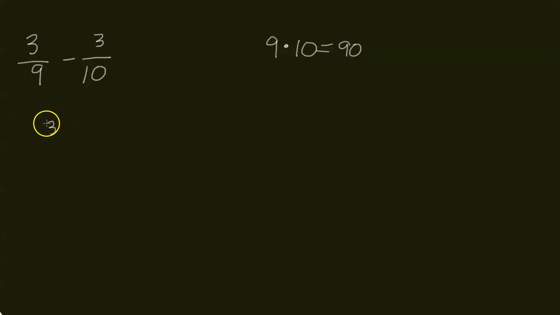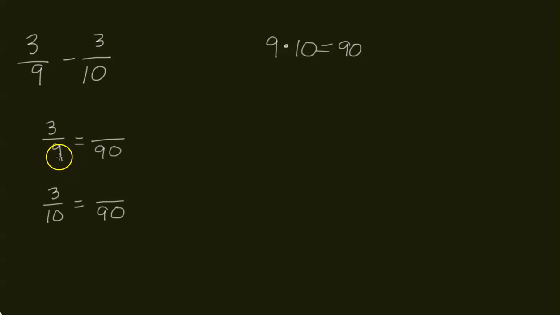So what we need to do is create equivalent fractions. So 3 over 9 and 3 over 10, we want equivalent fractions that can turn them into something that has a denominator of 90, right? And where did 90 come from? 9 times 10. So I took these two denominators, multiplied them together, and got 90. So now I need to create an equivalent fraction. How do I do that?